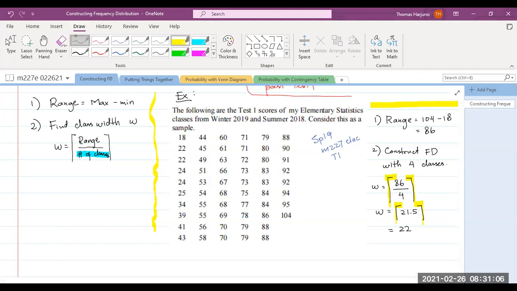Now, once we are done with the class width, the third step is to set the lower class limit of the first class, the lowest class, as the minimum. Actually, I think I should say set the minimum as the lower class limit of the first class.